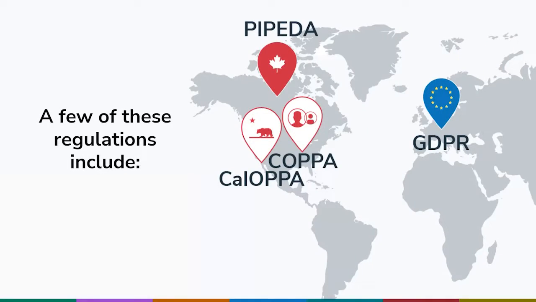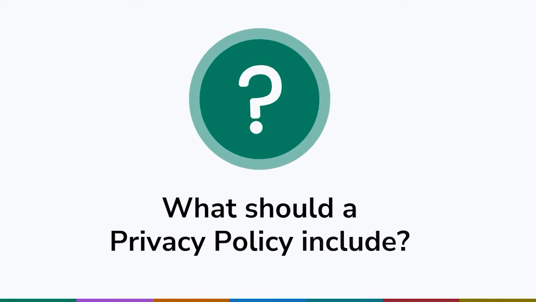A few of these regulations include, in California, the California Online Privacy Protection Act; in the US, the Children's Online Privacy Protection Act; in Canada, the Personal Information Protection and Electronic Documents Act; and in the EU, the General Data Protection Regulation. Besides satisfying the requirements of international law, a privacy policy also helps to create an environment of transparency and honesty between you and your users. When it comes to concerns about the use of personal information online, a privacy policy can cultivate confidence and trust with consumers.